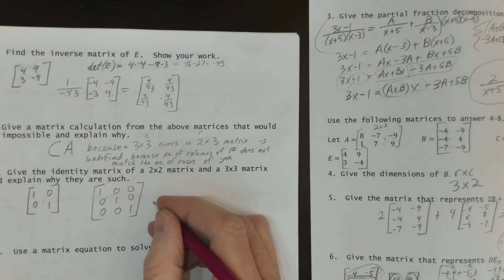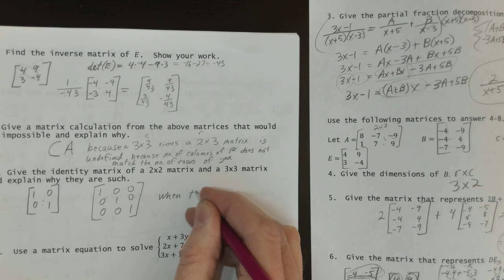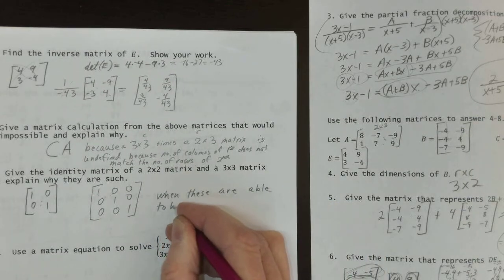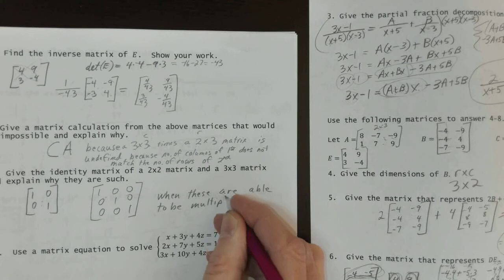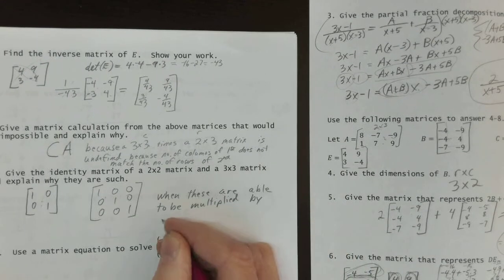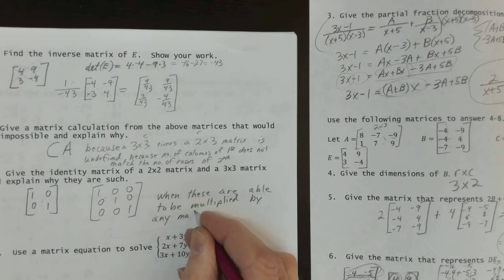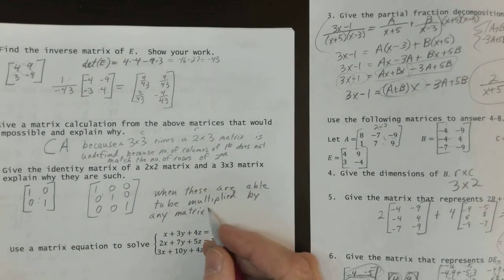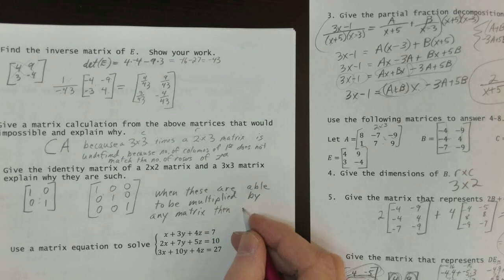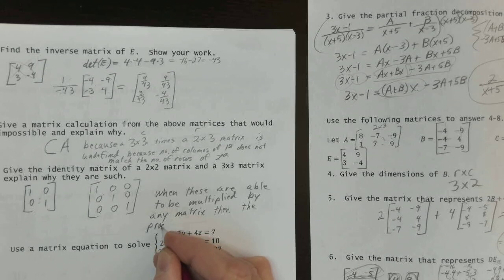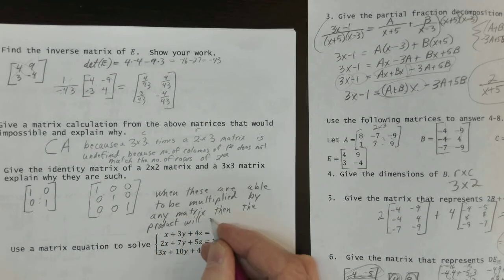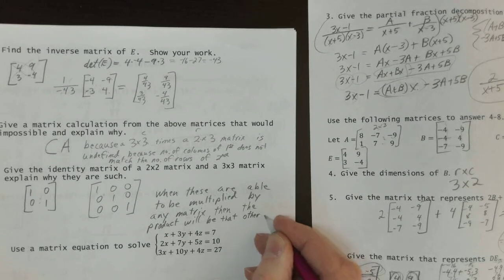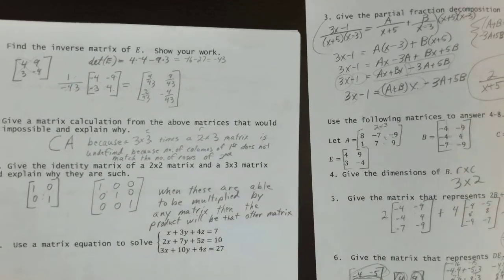Okay. When these are able to be multiplied by any matrix, sometimes it's not defined because of the columns and rows not matching up, then the product will be that other matrix. It's like multiplying by 1. Okay.